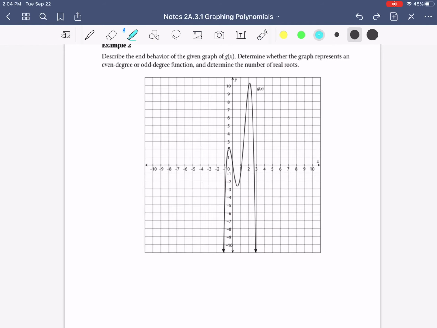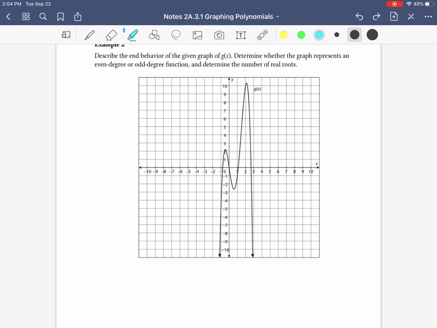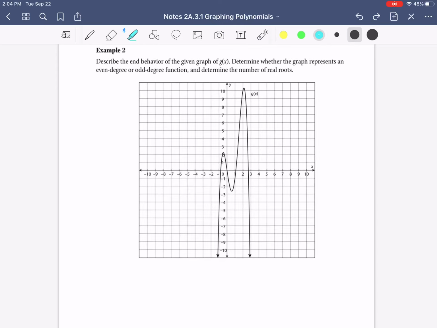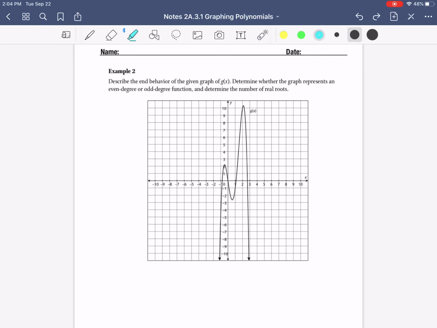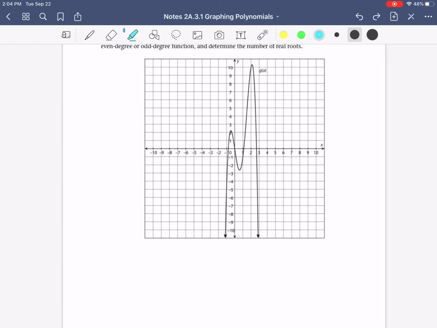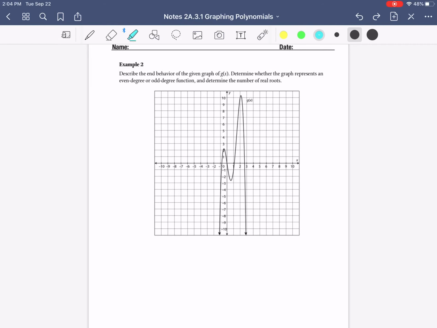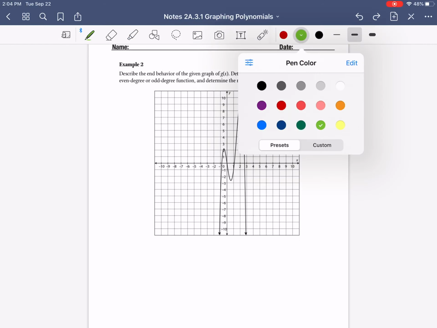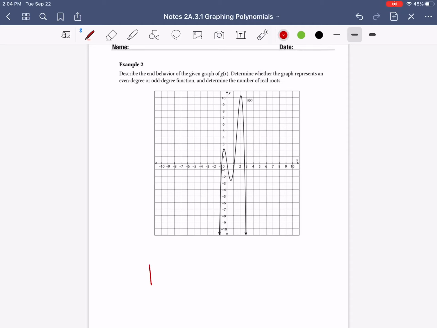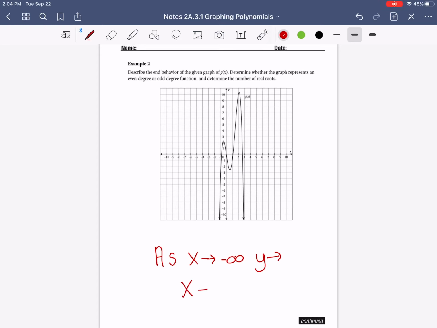All right, flip your paper over to example number 2. It says determine the end behavior of the graph, determine whether it's an even or odd, and determine the number of real roots. Okay, so to start off, in order to tell the end behavior, end behavior always starts like this. As x approaches negative infinity, that's the left-hand side of the graph, y approaches blank. And then as x approaches positive infinity, y approaches blank, that's the right-hand side of the graph.